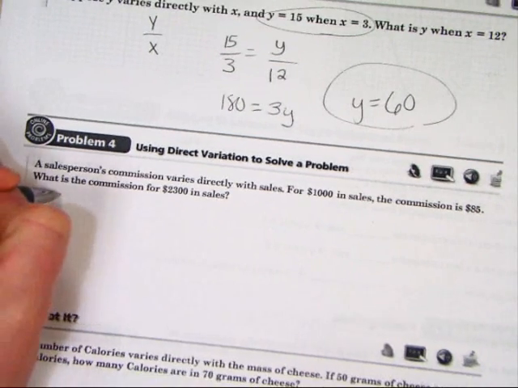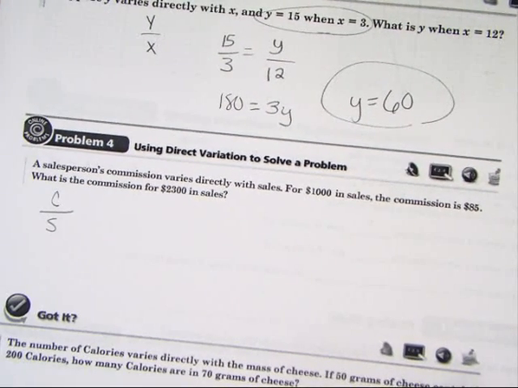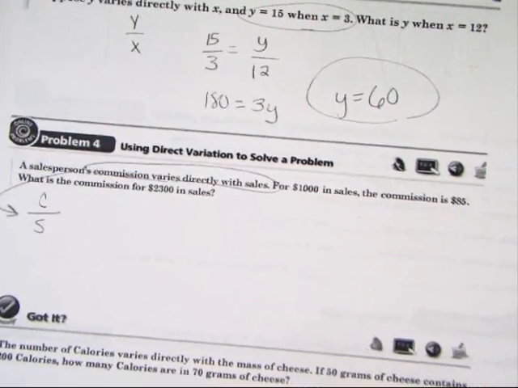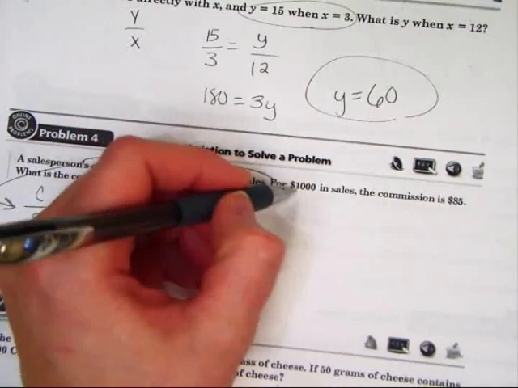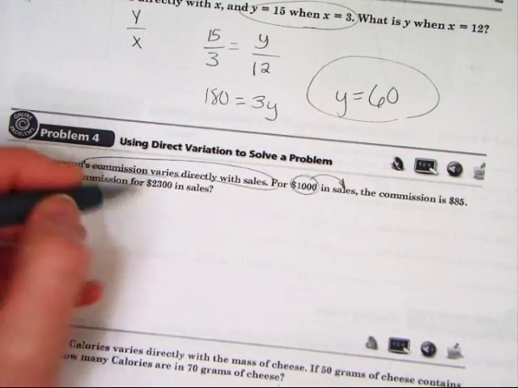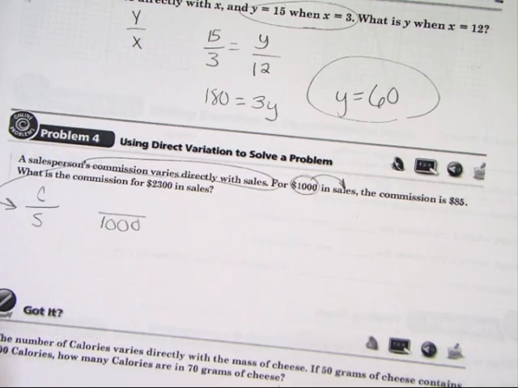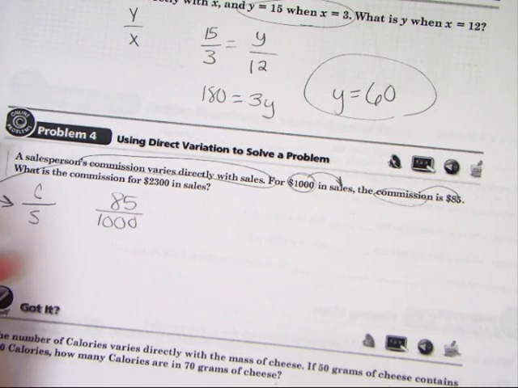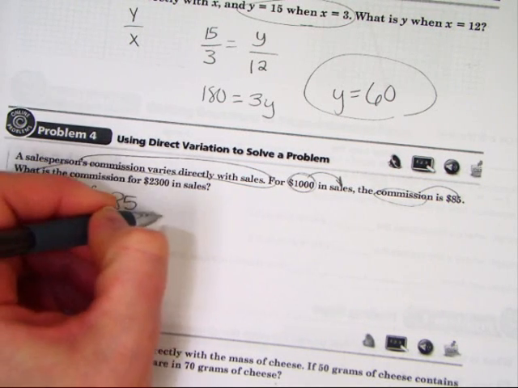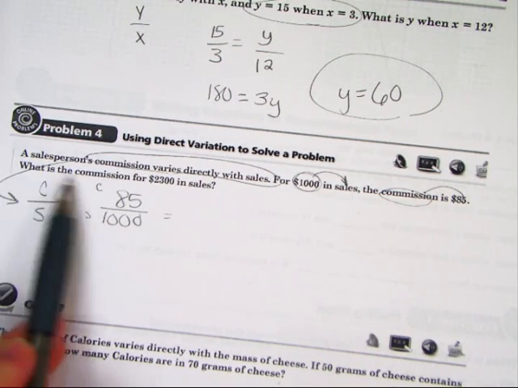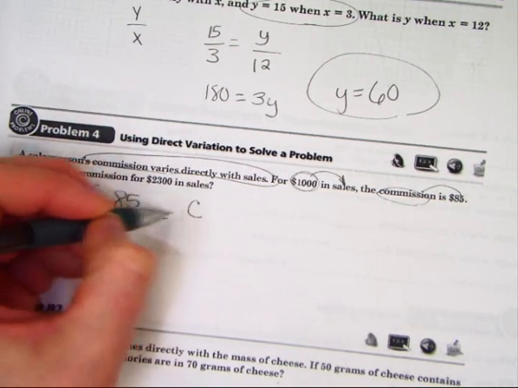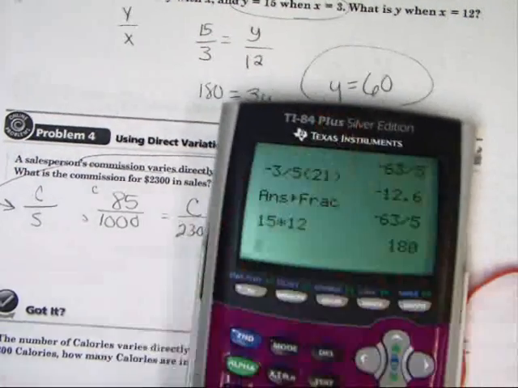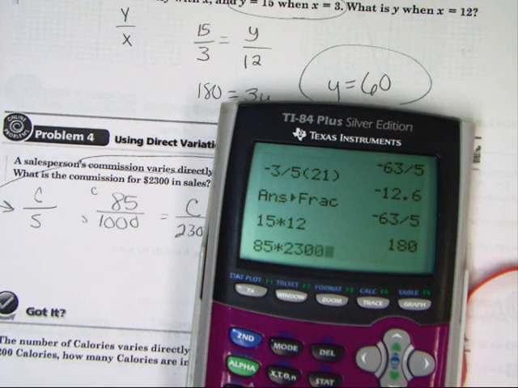Alright, so we have the commission varies with the sales. So we're going to do C over S. And that came from our sentence. So we know that there is $1,000 for the sales, so that goes on the bottom because we put sales on the bottom. The commission is 85. That goes on the top. Remember, we're doing commission over sales. That equals, and they say what is the commission, so capital C here, if this person sells $2,300. Now we're going to cross multiply 85 times 2,300.